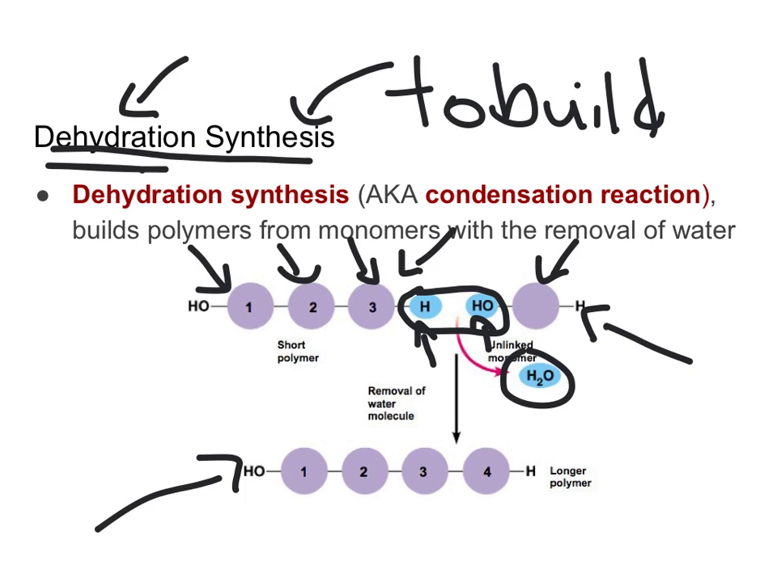And then if I remove that H and that OH, it leaves this bond right here that's now open and this bond that's here that's now open. So they combine and bond together to build a larger molecule. I have synthesized a larger molecule by dehydrating it, by taking away water. So that's how we build polymers from monomers.